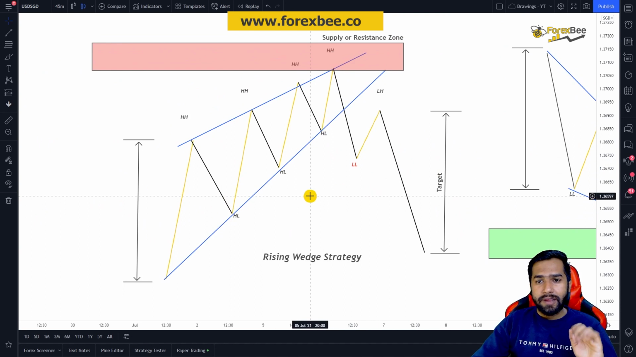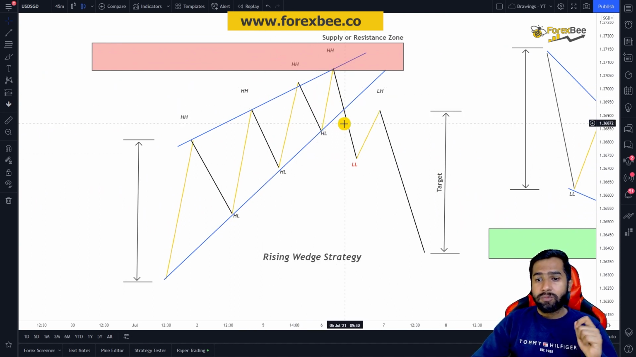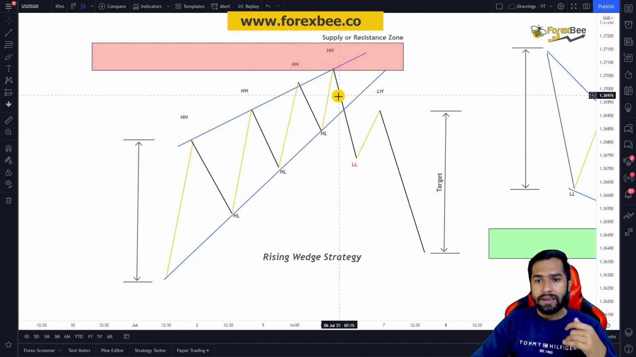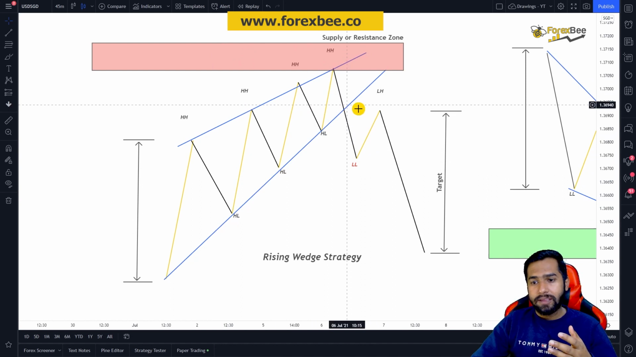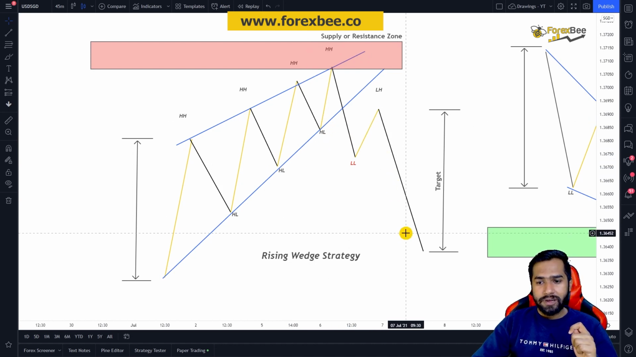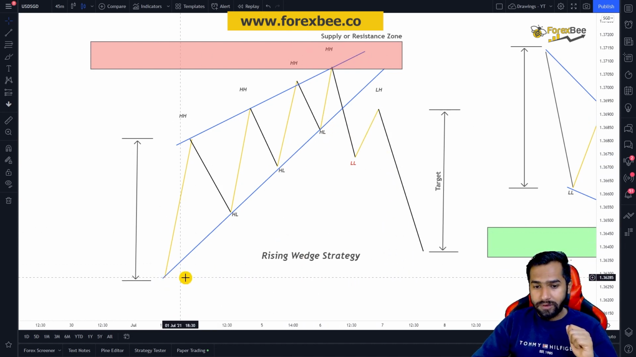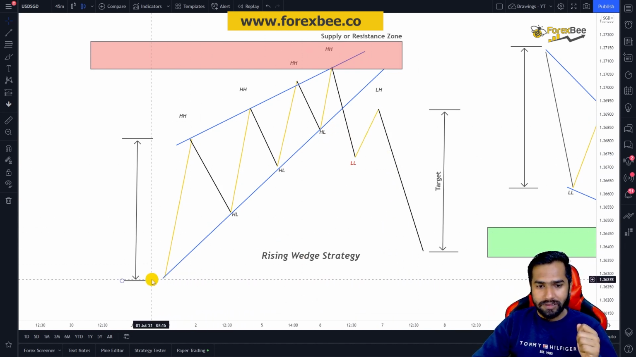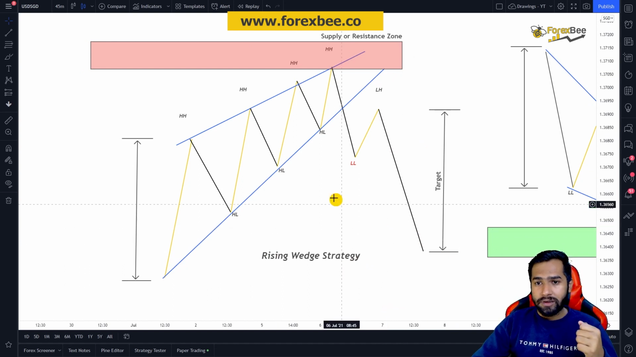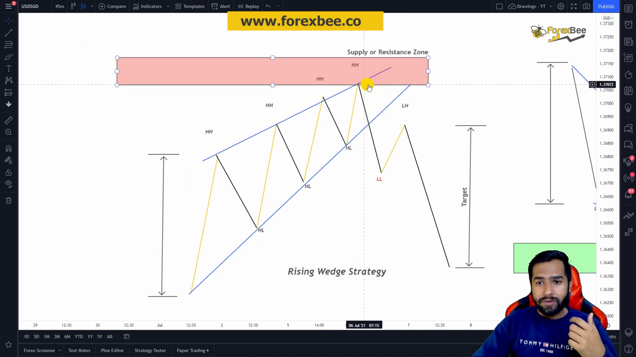In this case, as we are discussing the rising wedge pattern, once the market breaks out of this line which is connecting these higher lows, then after that the market will move in a bearish trend. The target for this bearish trend will be the origin of the rising wedge pattern. As you can see here, this is the origin of the trend, and this will act as our possible target. And we'll take entry at this level.